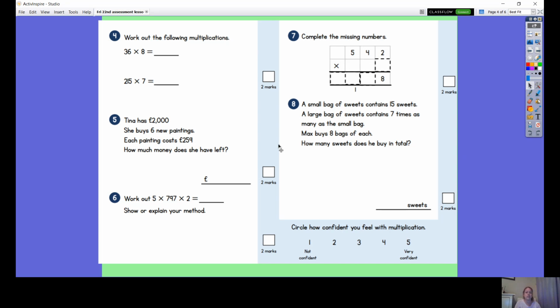Okay, so just pop it down on a piece of paper. Make sure you number the questions 1 to 8 so that you don't get mixed up when we're going through the answers. Off you go. Good luck.